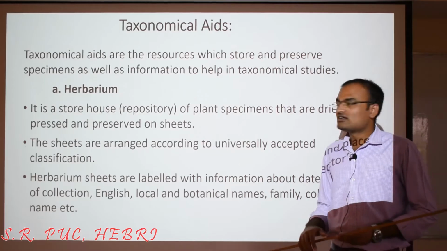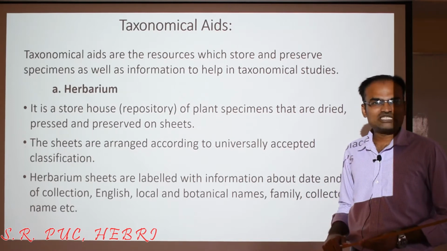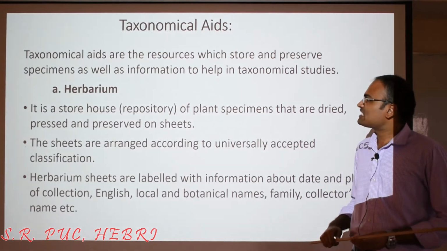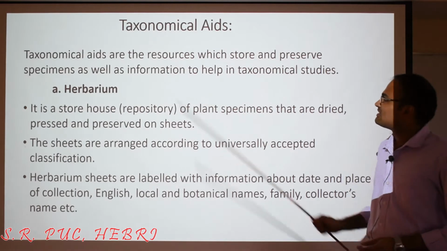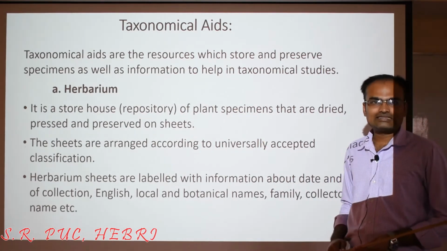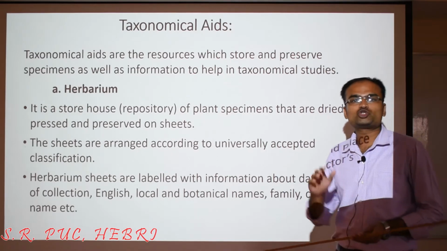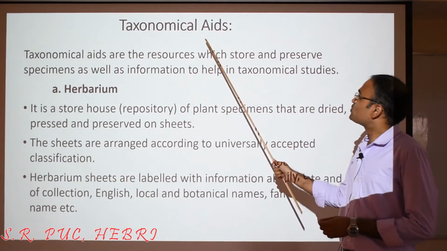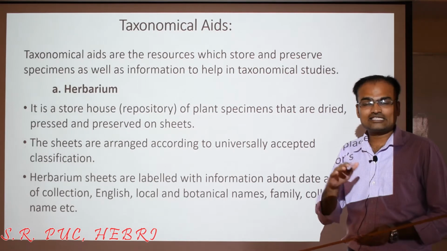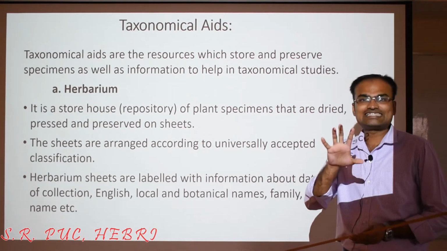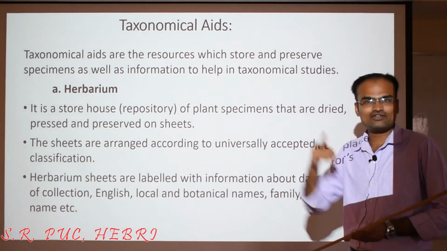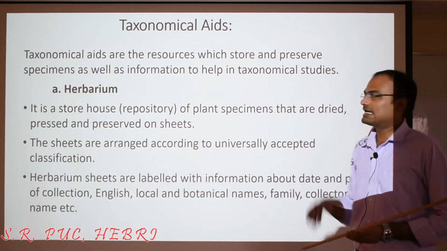Hello students, we have come to the last segment of the chapter The Living World. In this segment we are going to study the taxonomical aids. Taxonomical aids refer to the tools which help us to study taxonomy. Here, aids is not the name of a disease, but it means a tool or something that helps us to study taxonomy.